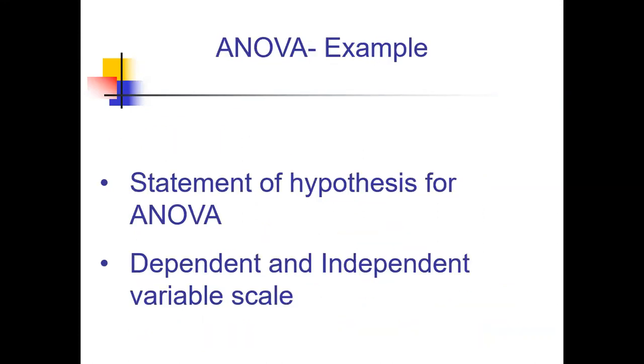Let's move on quickly. We have a lot to cover. So how do you state the hypothesis for analysis of variance? Remember in t-test, we usually do H0, the null hypothesis, comparing mu1 with mu2, because you just have two items.